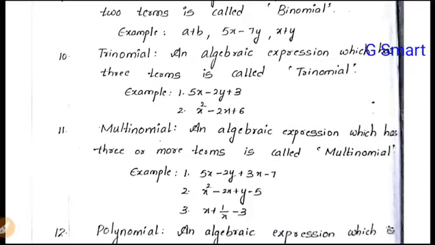So any expression which is having three or more terms is called multinomial. Examples: 5x minus 2y plus 3x minus 7, x square minus 2x plus y minus 5, x plus 1 by x minus 3. Next, polynomial. It's very important. Listen here. You have to know the difference between polynomial and multinomial very well. Then only you can understand the concept very clearly.